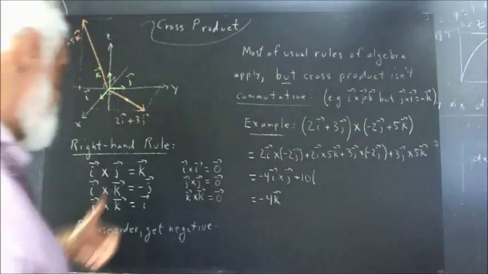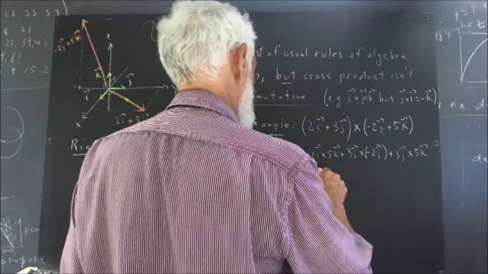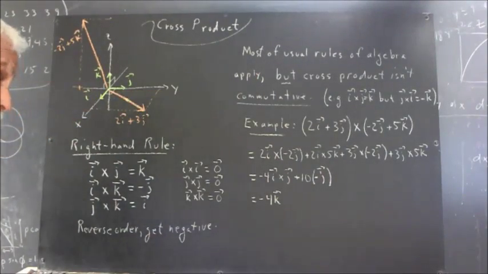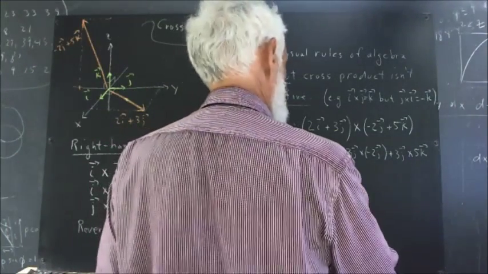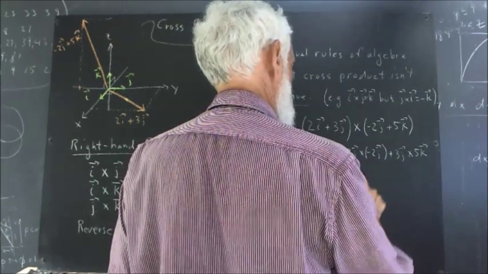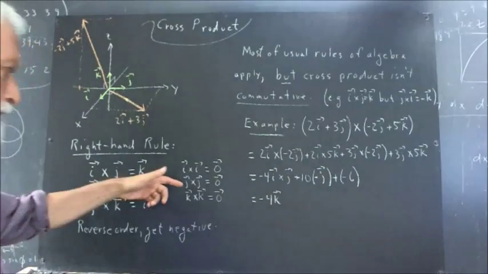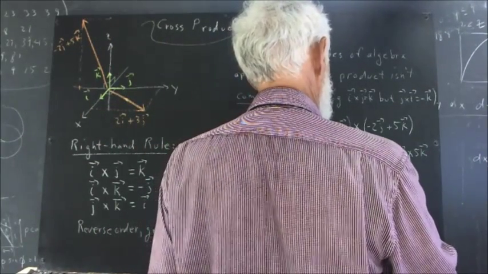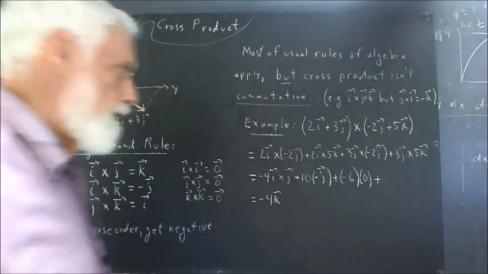2 times 5 is 10. i cross k, as we just saw, is negative j. And I started to write down negative k. I might have even said negative k, but it's in this direction, and that's clearly the negative j direction. Okay, 10 times negative j. And then we're going to have 3 times negative 2, which is negative 6, times what? j cross j. Well, j cross j is 0.